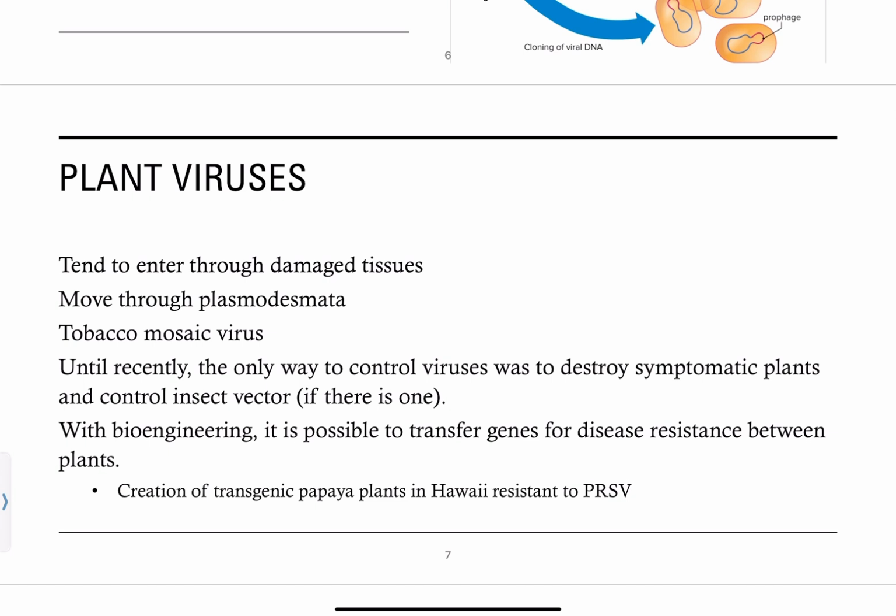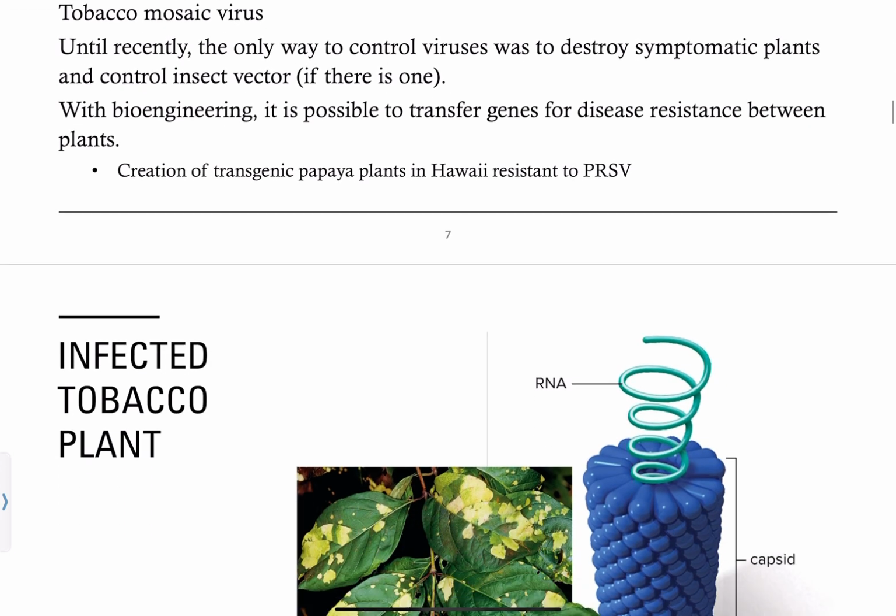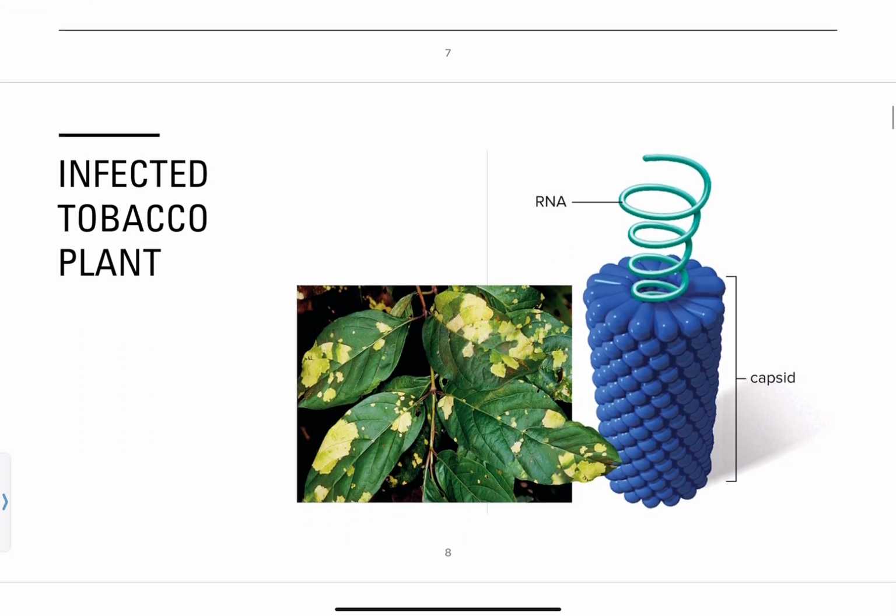So plant viruses operate a bit differently. They typically enter the plant through damaged tissues like wounds or insect bites. But once they're inside, they move from cell to cell through the plasmodesmata, which are just small channels between plant cells. A famous example is the tobacco mosaic virus, or the TMV, which causes mottled, discolored leaves and stunted growth. So here's the virus down here.